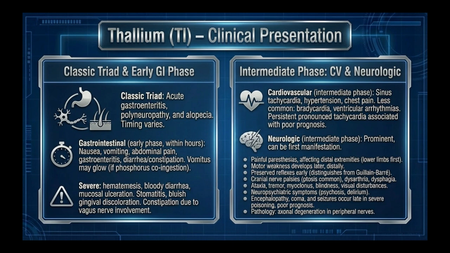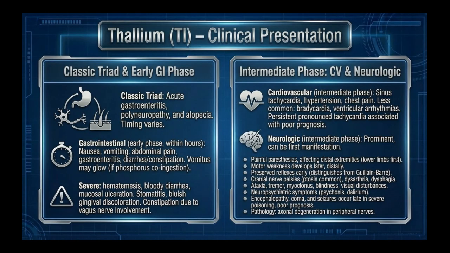Cranial nerve palsies have been reported, presenting with varied symptoms such as ptosis, which is often asymmetric, speech difficulties, swallowing problems, a weakened gag reflex, double vision, and facial weakness. Notably, cranial nerves 1, 5, and 8 are usually not affected. Additional neurological findings include ataxia, tremors, myoclonus, blindness, and other visual disturbances. Chronic toxicity can also lead to optic neuropathy and paralysis of the eye muscles, known as ophthalmoplegia. Neuropsychiatric symptoms resembling psychosis or delirium are also documented.